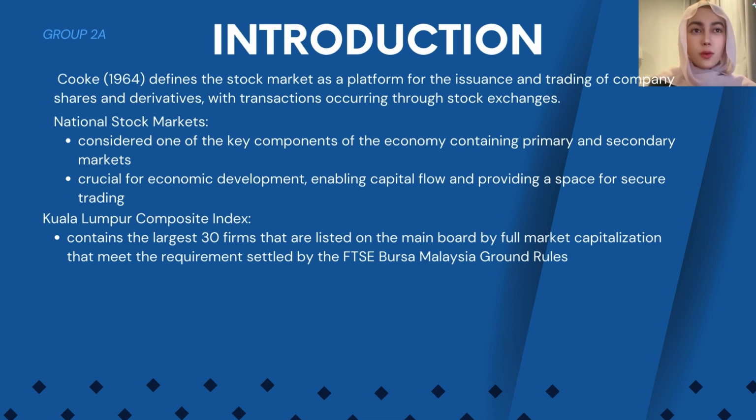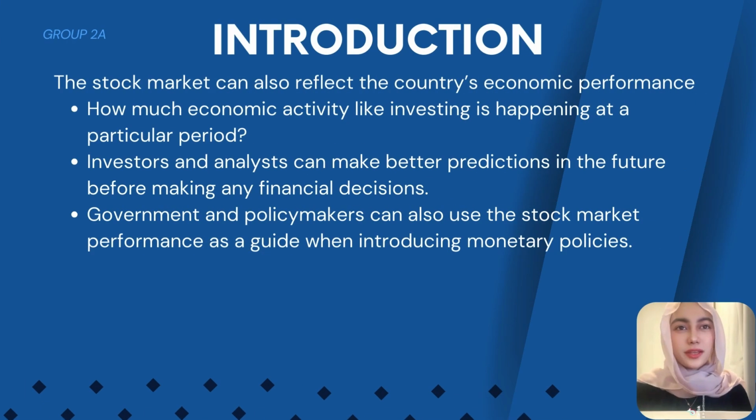The Kuala Lumpur Composite Index contains the largest 30 firms listed on the main board by full market capitalization that meet the requirements set out by the FTSE Bursa Malaysia ground rule. The stock market can also reflect the country's economic performance.